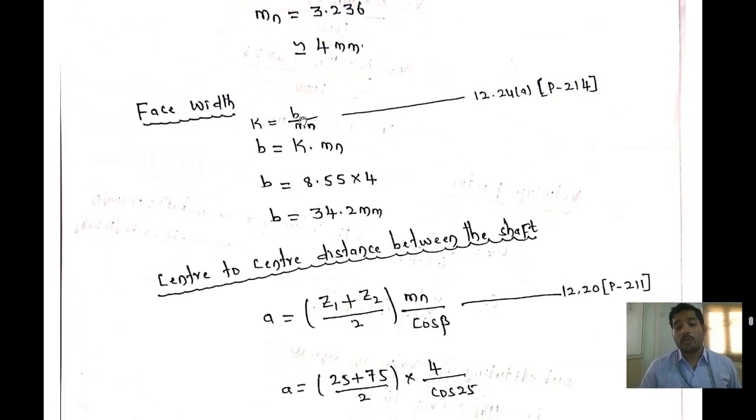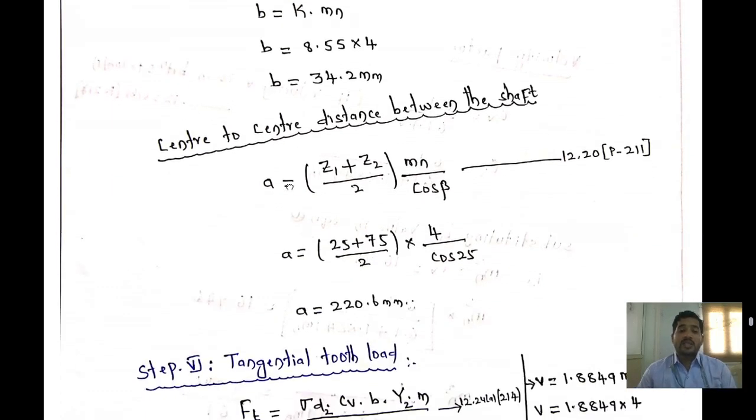So K is equal to B by Mn. So B as it is over here, K into Mn. So K, we can say as the load factor value, is 8.55 into Mn, nothing but module, which is 4. If you multiply over here, then you will get the face width as 34.2 mm of the gear. After that we need to find out the center distance between the two shafts.